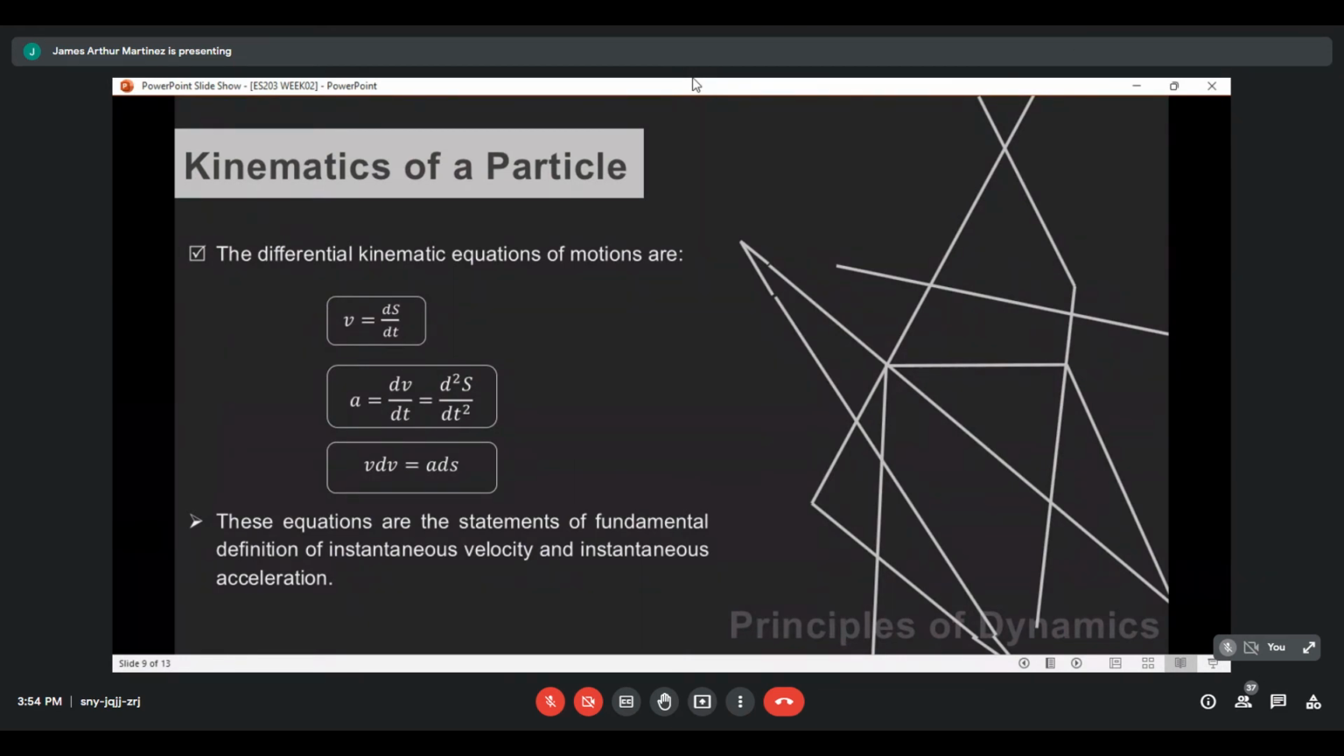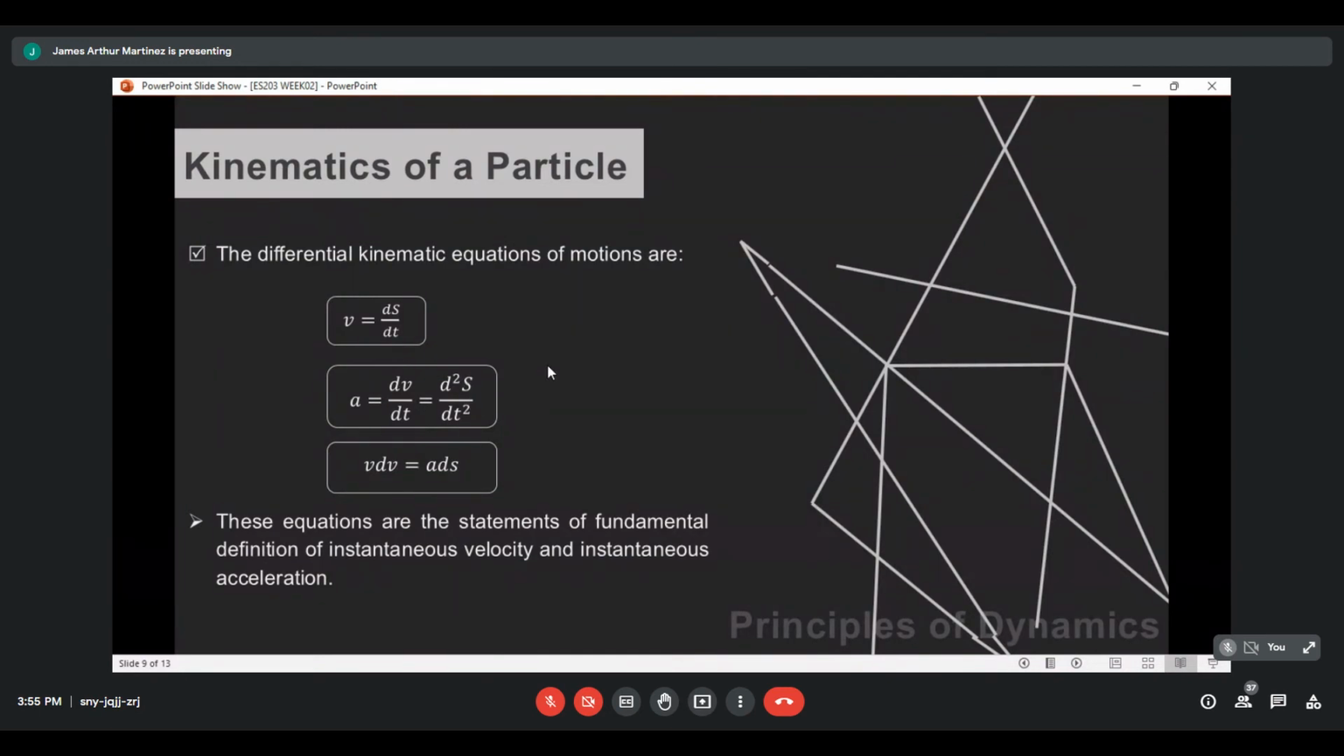You may be surprised that d squared s over dt squared suddenly appeared. So we'll try to derive this one and see where it comes from. But it is very easy, class. We just substitute the definition of velocity. And then there is also v dv is equal to a ds. So these are the three differential kinematic equations of motion that we will need to solve problems. We will derive formulas using these relationships also.